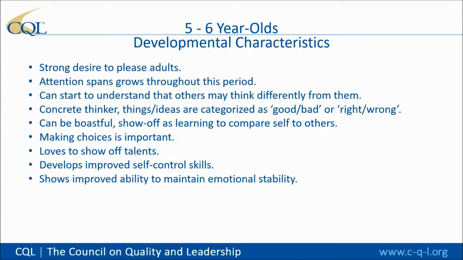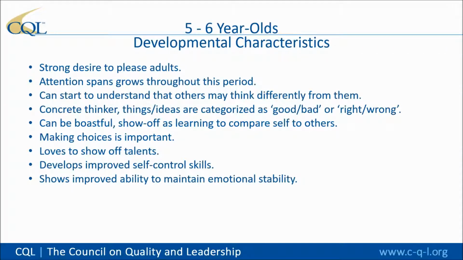5 and 6-year-old developmental characteristics. Now, we all know when we're doing this that every child is different, just like I mentioned in the slide before. At this age, though, there's a strong desire to please adults. We know attention span varies with each child, but it grows throughout this period.